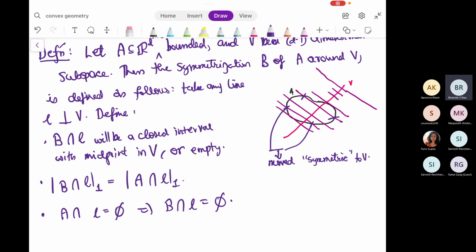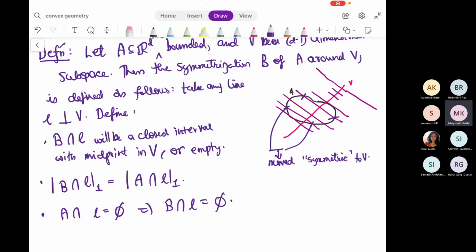Why should B intersection L be an interval? B intersection L is by definition a closed interval. We make it a closed interval. That is the defining property for B. The original A could have any structure. It needs to be measurable. A intersection L definitely needs to be measurable. If I'm not wrong, A measurable will imply A intersection L measurable for all lines L.